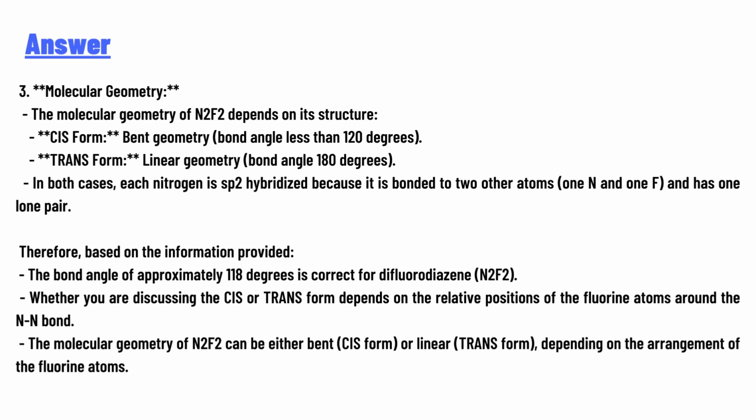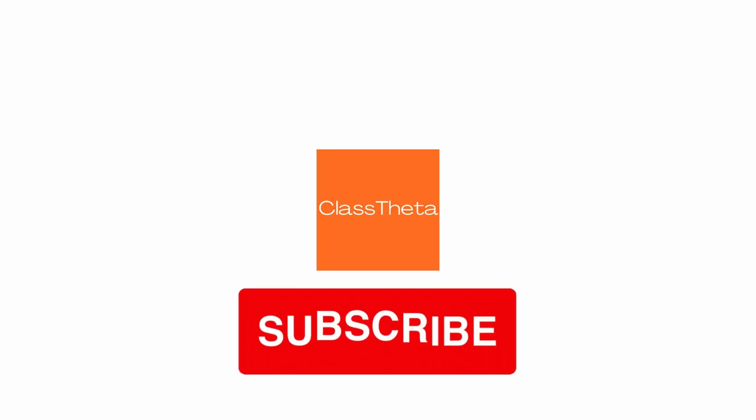is correct for difluorodiazene. Whether you are discussing the cis or trans form depends on the relative position of the fluorine atoms around the N=N bond. The molecular geometry of N2F2 can be bent or linear depending on the arrangement of the fluorine atoms.